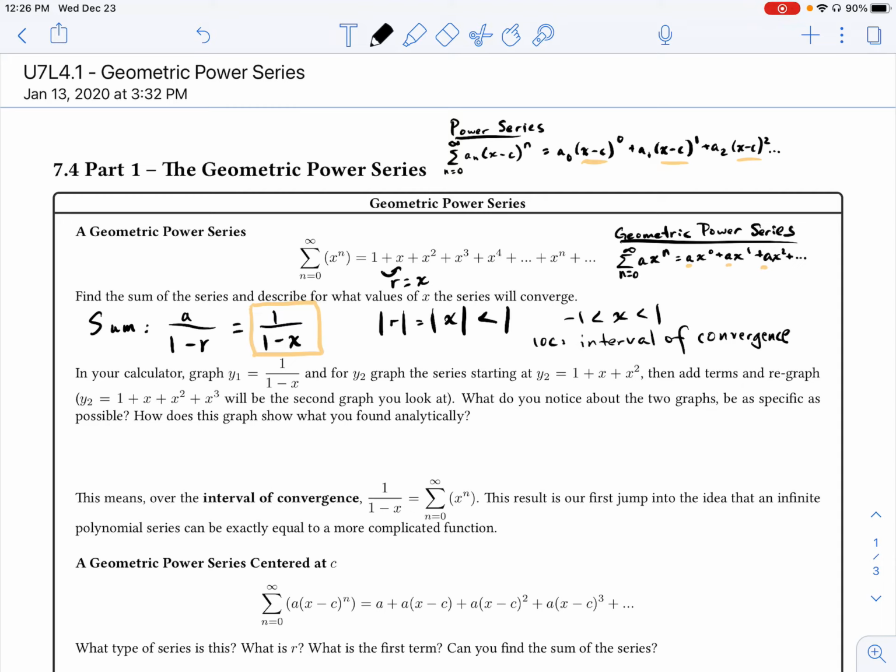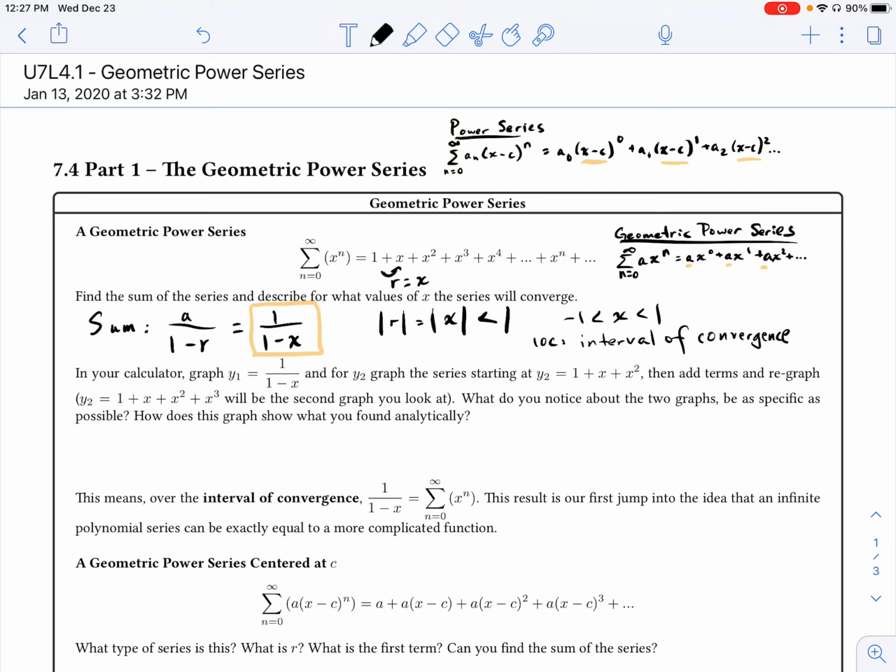can be exactly equal to a more complicated function. That is to say that we can use an infinite power series to represent a function. That this geometric series that we have right now, x to the n, can be expressed as this following function over its interval of convergence. And this has a lot of applications in engineering or finance.